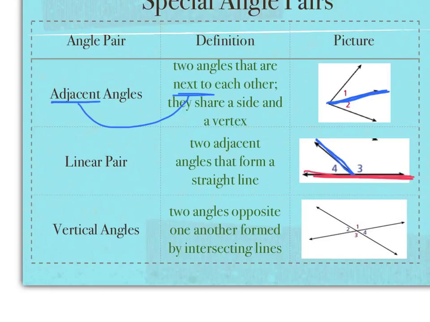And then vertical angles are angles opposite each other formed by intersecting lines. So like 2 and 4 here are vertical angles. And then we also know that 1 and 3 are vertical angles. These are angles that still share a vertex. They still share that common point in the middle, but they're not right next to each other. They're across from each other. Vertical angles. Questions on those before we do a couple more examples?